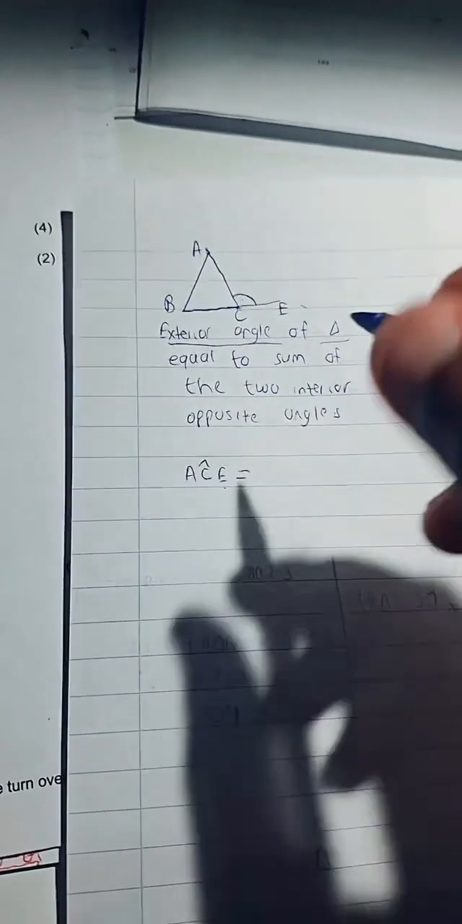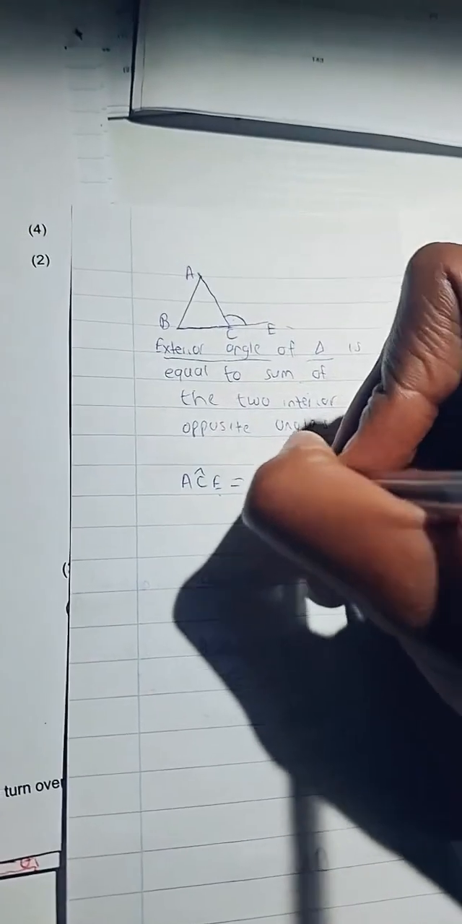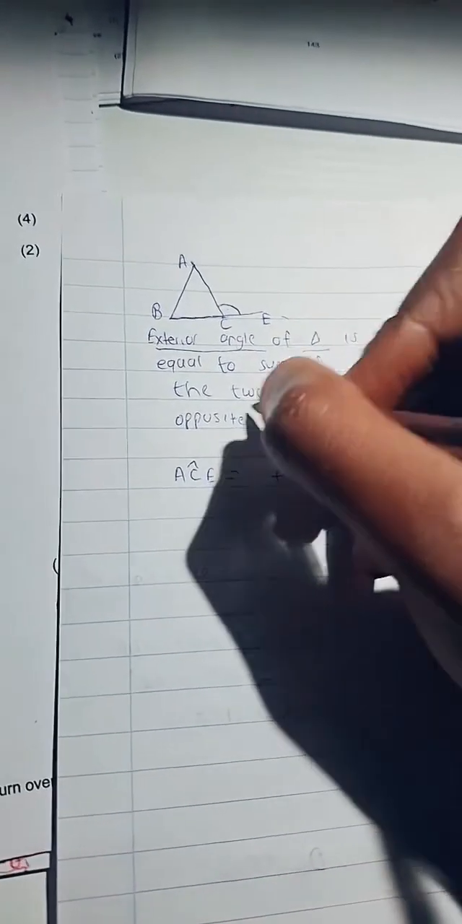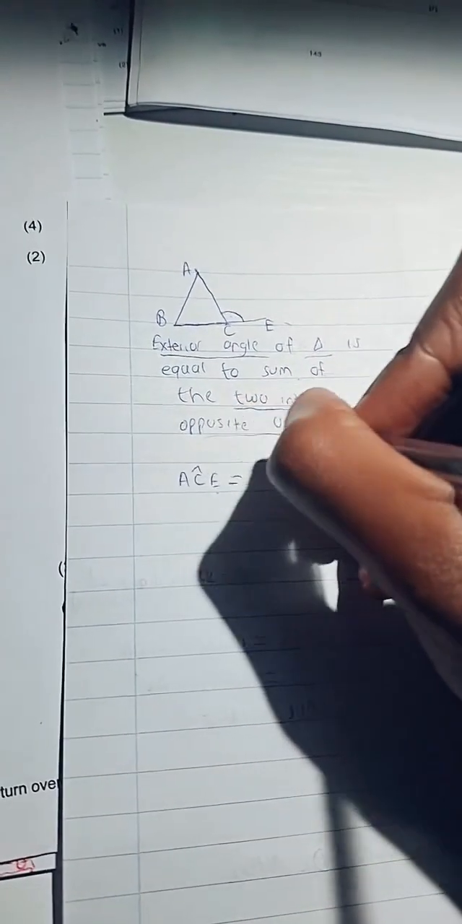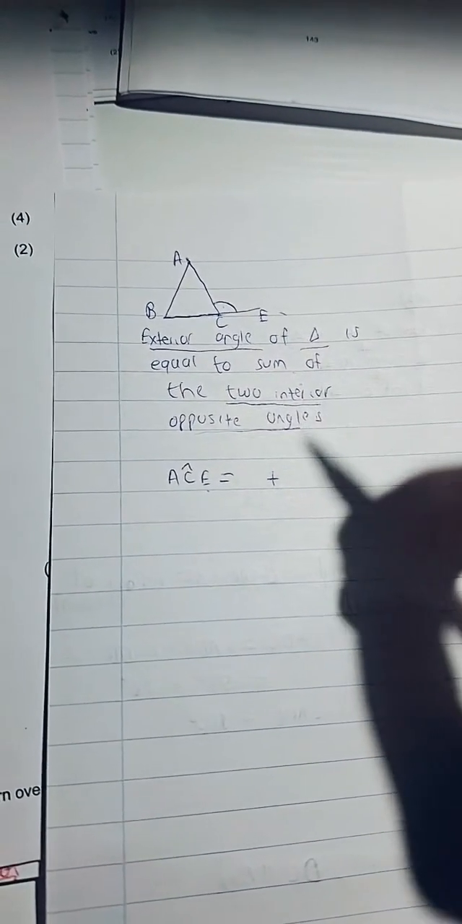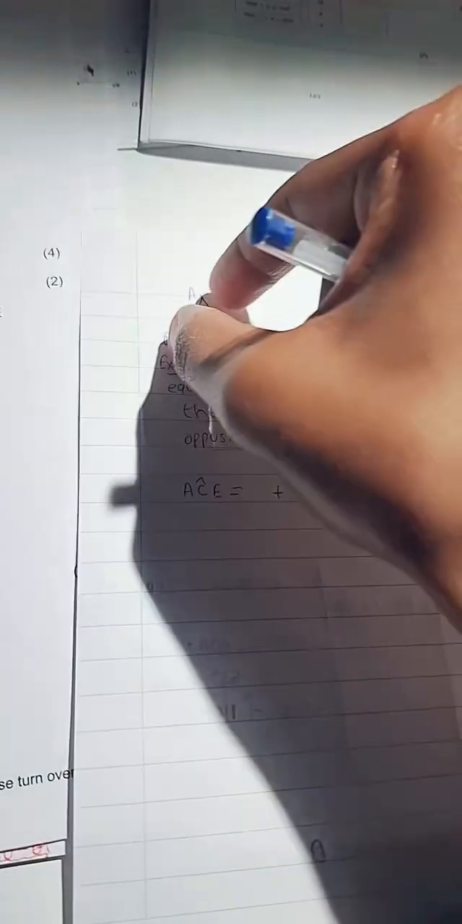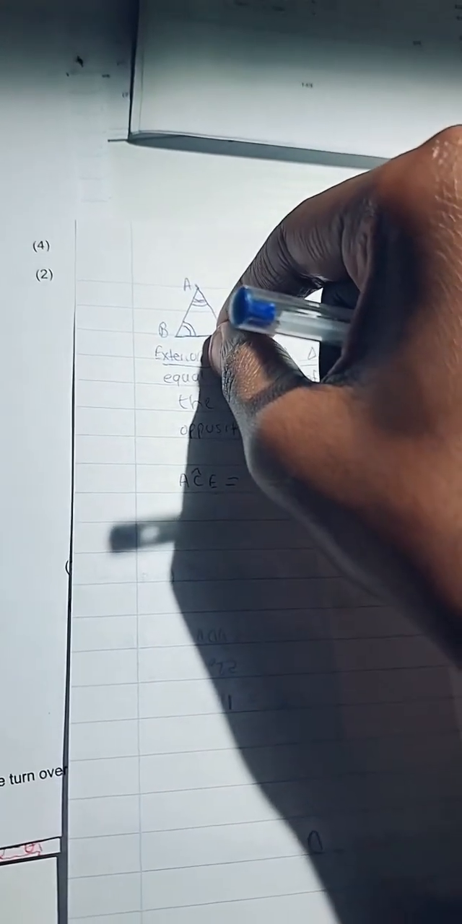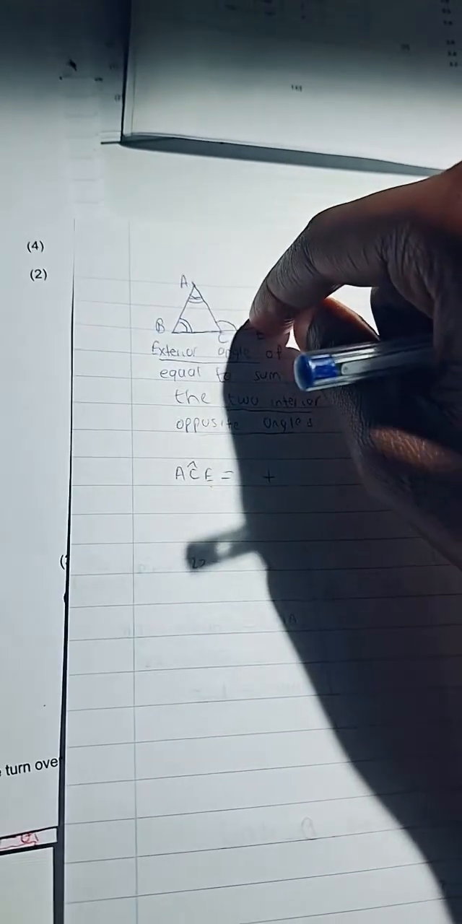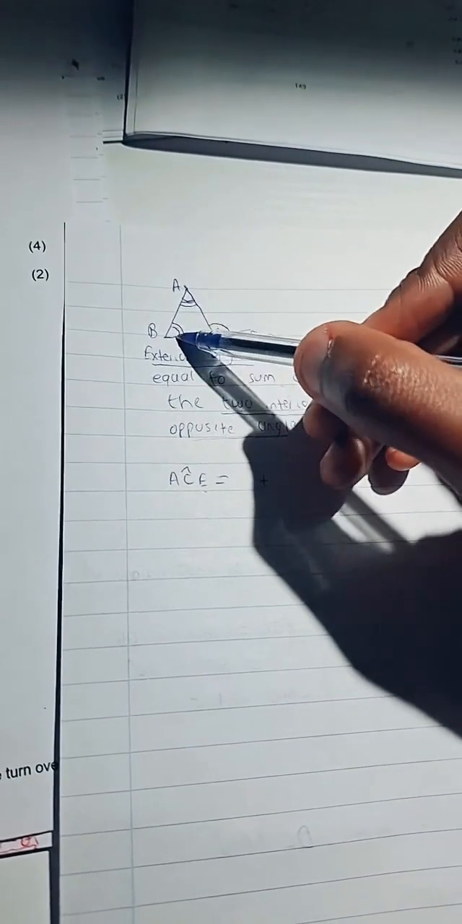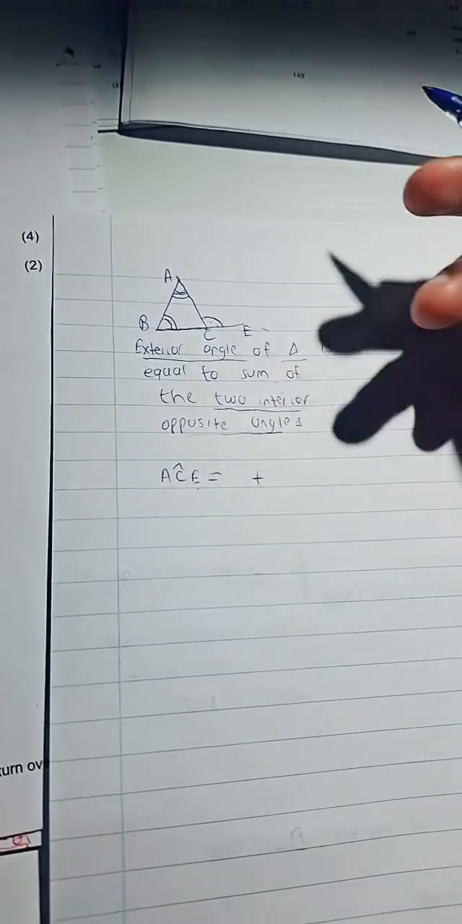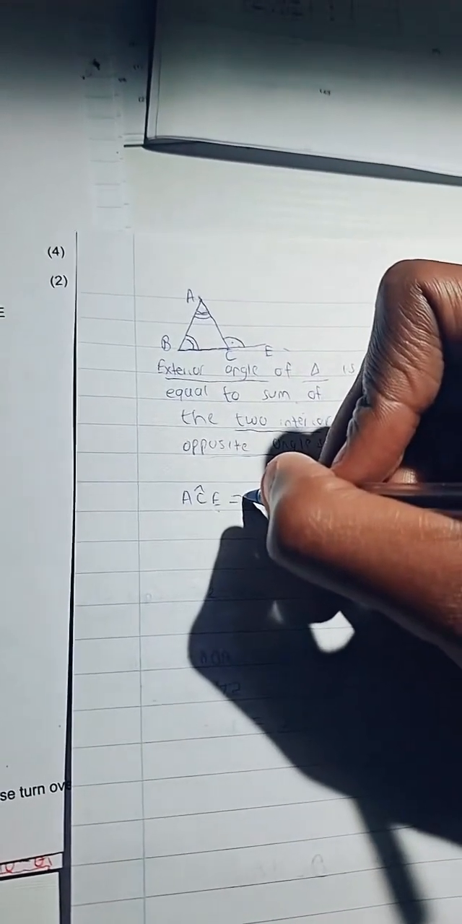is equal to what? The sum of what? Sum means the addition. But what are we adding? The two interior opposite angles. Now you want to know which are the two interior opposite angles that they are talking about. They are talking about this angle, and they are talking about that angle. Okay, so if you move from these two angles and you come to the third angle, outside that angle, that means these two added together give you that exterior angle.